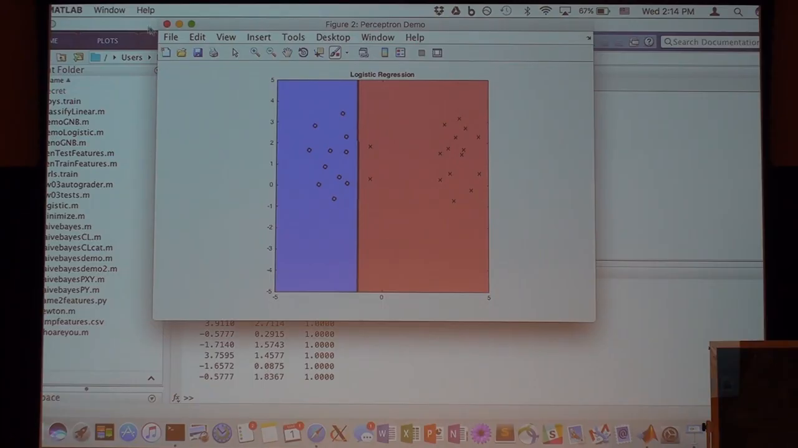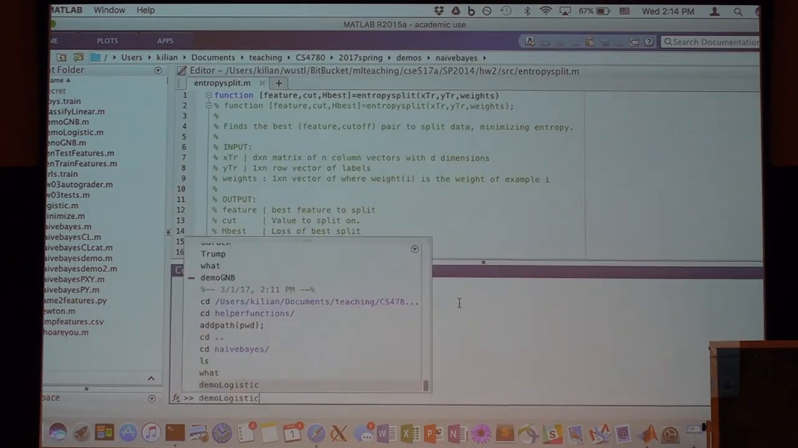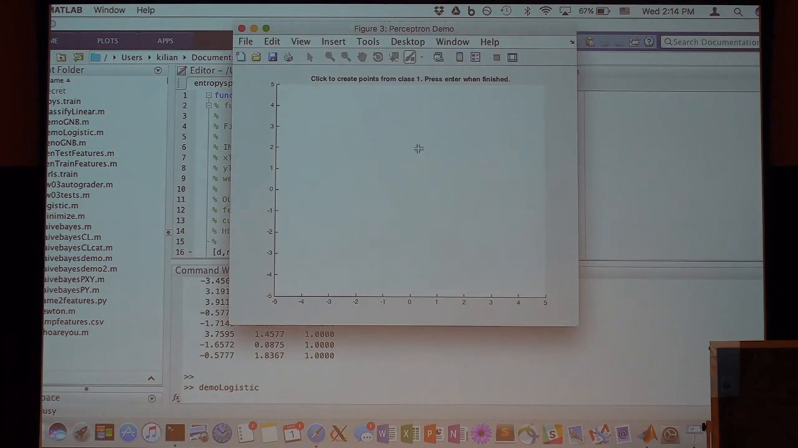Any more data sets that people want to see? Maybe time for one more. Who wants to challenge logistic regression? Yeah, overlapping? Something that's not linearly separable. Okay, good. You guys are mean, of course. Trying to torture this poor little naive Bayes.